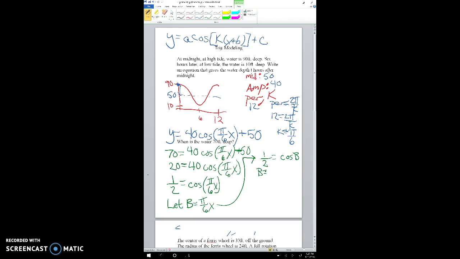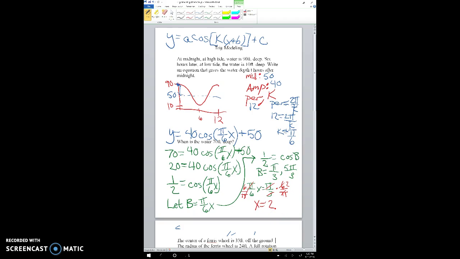Cosine is equal to 1/2 at b equals pi over 3 and 5 pi over 3. And the very last thing you do now is to plug back in for what b stood for. So pi over 6x equals pi over 3. To solve for x, you need to multiply both sides by 6 over pi. So all those go away. You get x equals, these pi's cancel, 3 goes into 6 twice, so you get x equals 2.